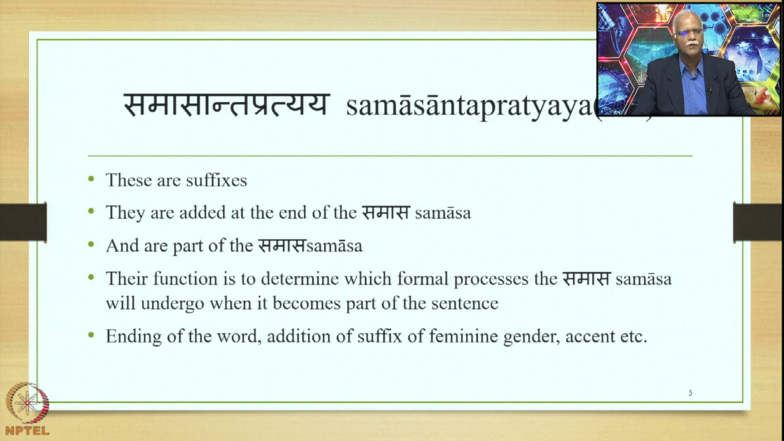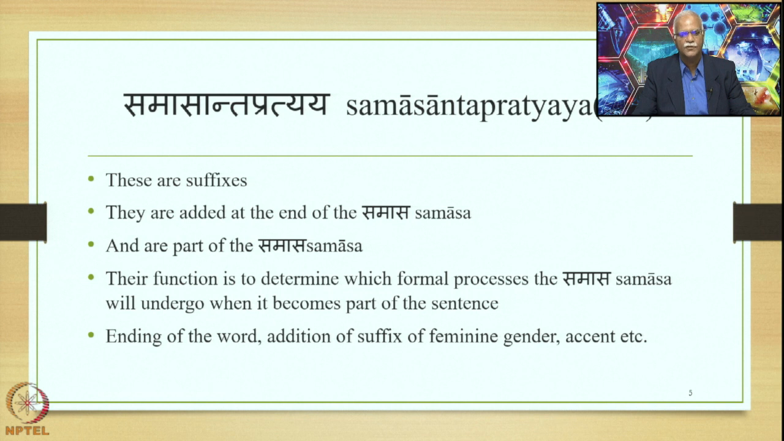So when this pratipadika becomes a part of a sentence, what other formal processes will it undergo? This is triggered by this samasanta pratyaya. That is its main function. For example, the ending of the word. If an original word listed in the lexicon ends in a consonant, and after adding the samasanta pratyaya the word becomes a vowel-ending word, now the samasa will be treated and considered as a vowel-ending pratipadika, and in accordance with this, the samasa will take the next derivational stages, and then it will be able to produce the final output in the form of a subanta. So the ending of the word will be determined by the samasanta pratyaya.